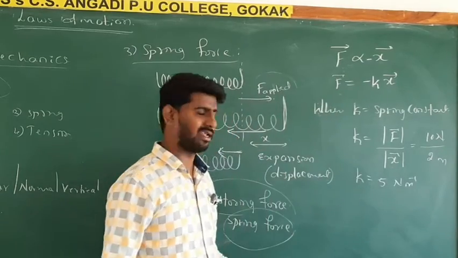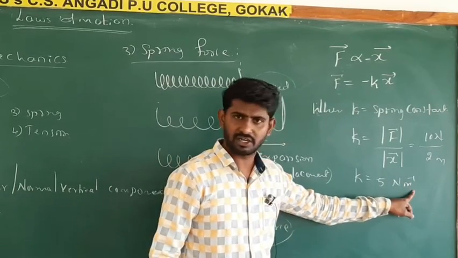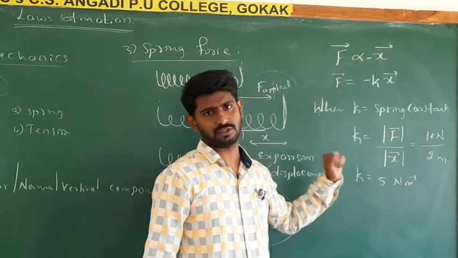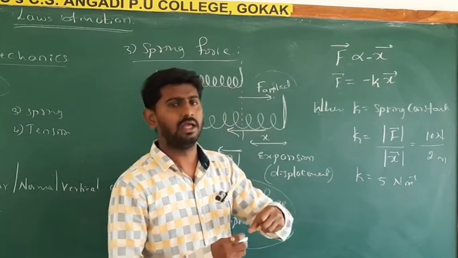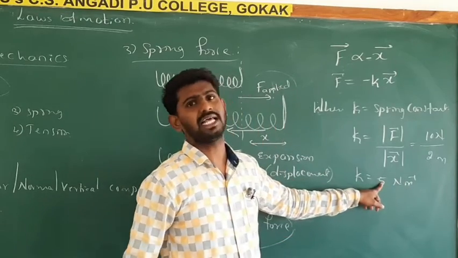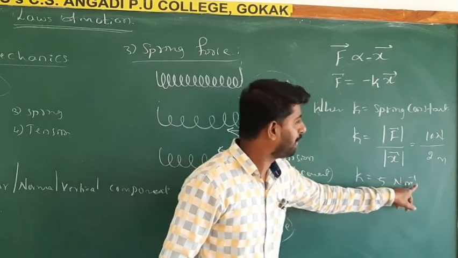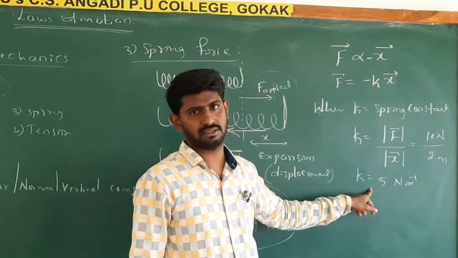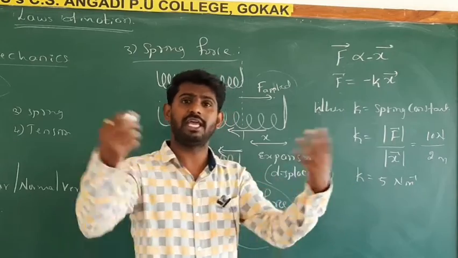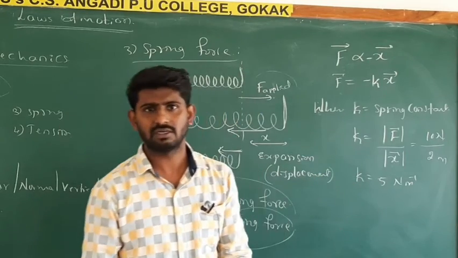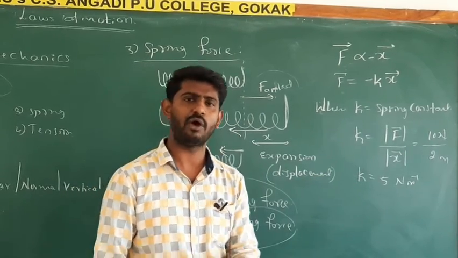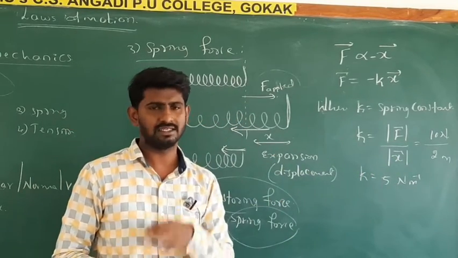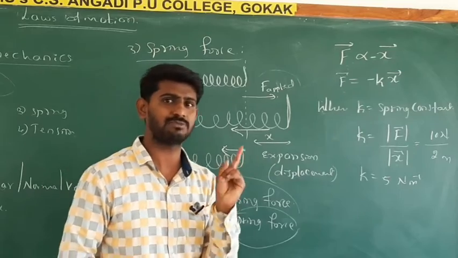Then what do you understand? If you want to expand it for 1 meter, you need to apply 5 Newton force. That's why the value is 5 Newton per meter. For every 1 meter of expansion, it needs 5 Newton force. Clear? If you want to take a 3 meter expansion, you need to apply 15 Newton. If you want to take a 4 meter expansion, you need to apply 20 Newton. Is it clear?